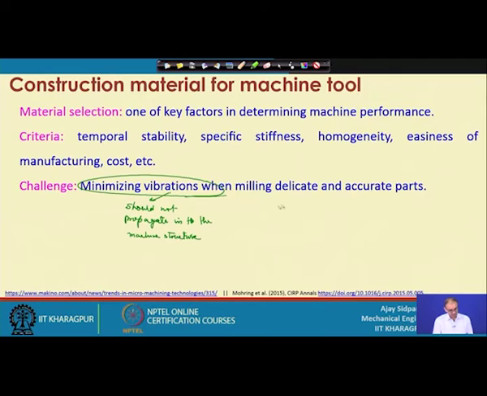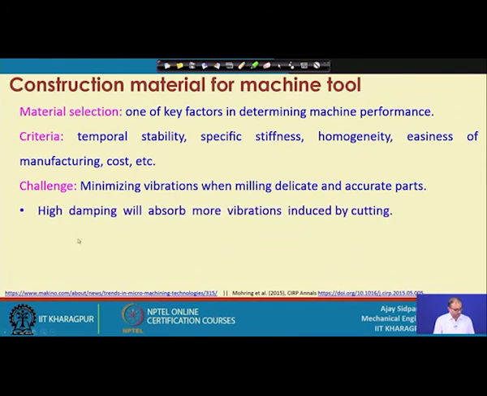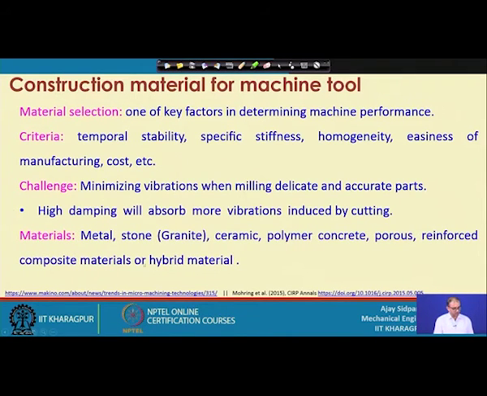Correct. And when we are talking about fabricating delicate parts, meaning very thin wall sections, they must be accurate, that means we need the dimensions as per our requirement. So, these are the challenges when you are talking about different types of materials. High damping will absorb more vibration during cutting. So, that is why we need a high damping material while selecting. So, what are the materials which can be used?